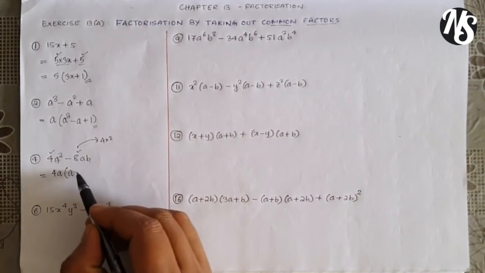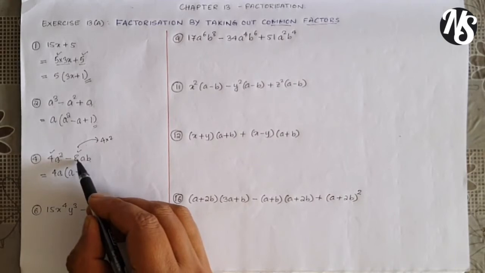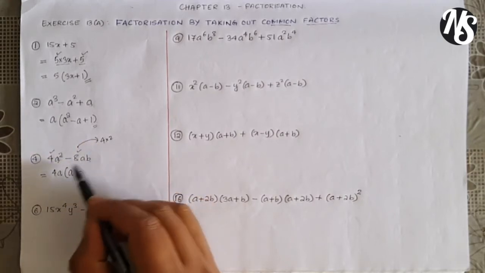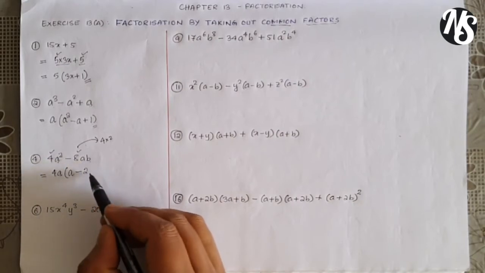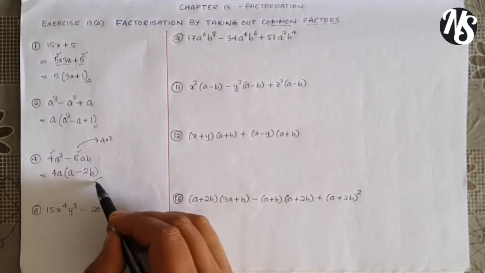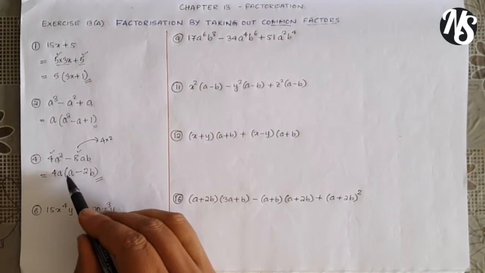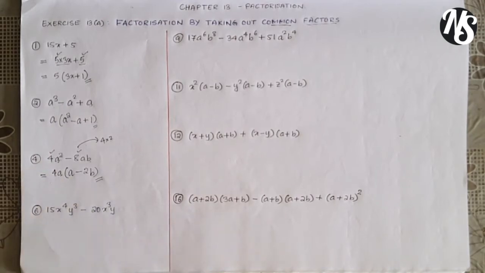Now the minus sign is there. Now 8 is 4 into 2, 4 is already gone, so we are left with 2 as a number, a is gone, and we are left with b, isn't it? So that's why your factorization becomes 4a into (a minus 2b). Okay, let's see the next one.